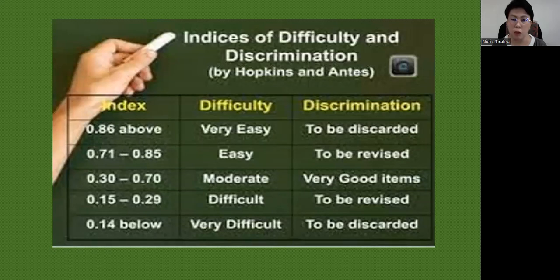Now, based on the subtraction for the discrimination, you're going to get your answer and the index for that. Let us say, for example, you obtained a computation of 0.14 and below, that means that your item needs to be discriminated if you're looking into discrimination.